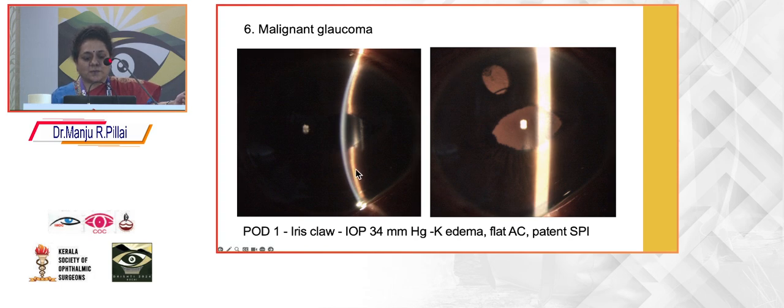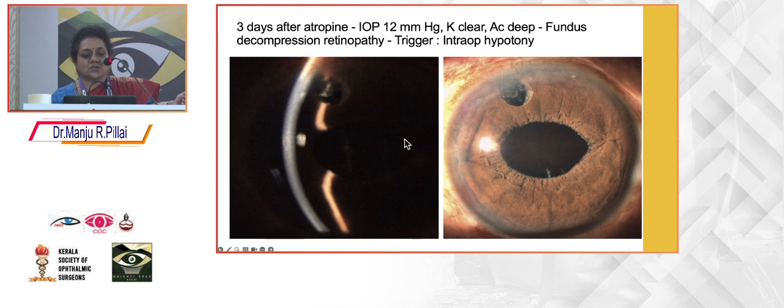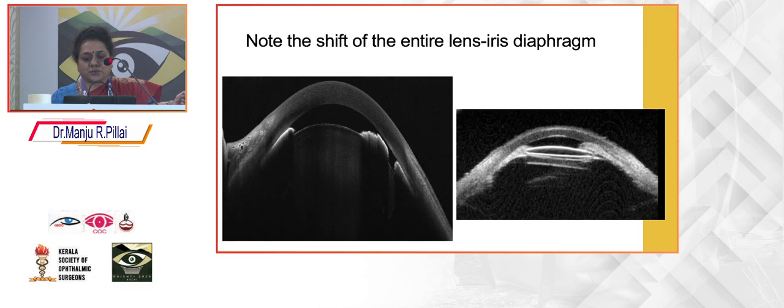And due to some changed lenses or any other anterior chamber lens or something else, if they do it somewhere outside and bring it, they get a malignant glaucoma, that is IOP is 34, corneal edema, flat AC and a patent iris. So 3 days after atropine, the IOP goes down to 12, clear cornea, AC is deep, and the fundus shows a decompression retinopathy. The trigger was an intraop hypertonic. So you should see that the entire lens is shifted up. If the IOP is not coming down with all these steroids and atropine, then we have to go ahead with a vitrectomy in these types of cases.